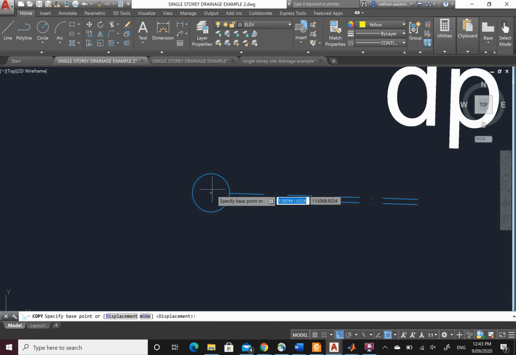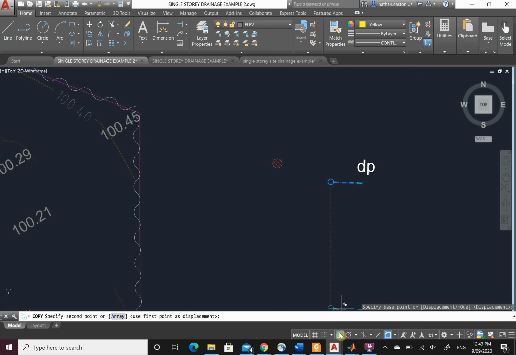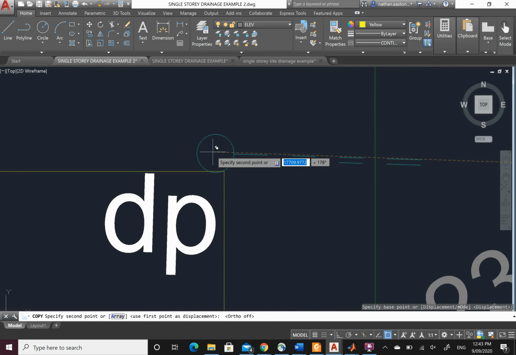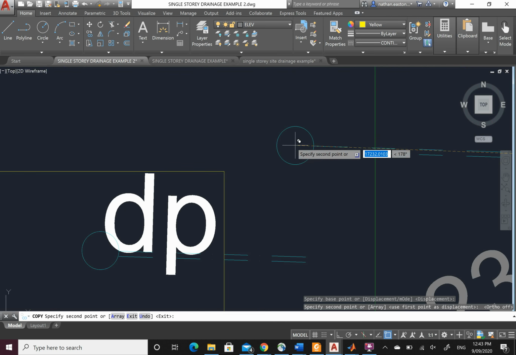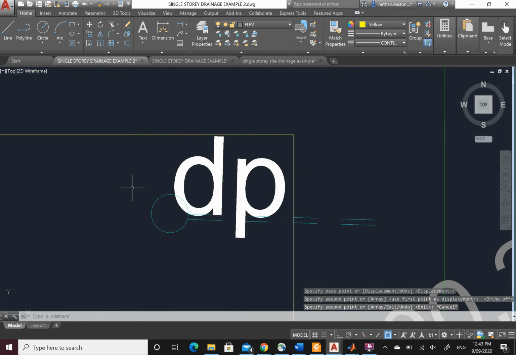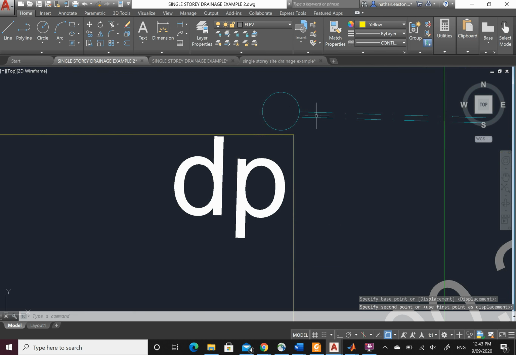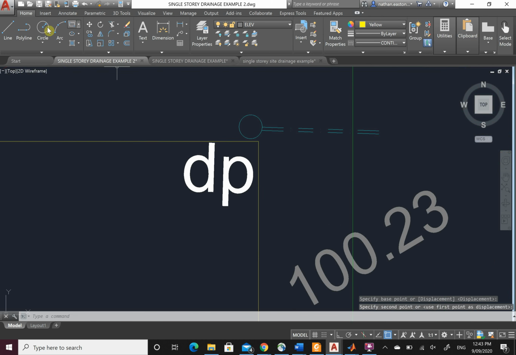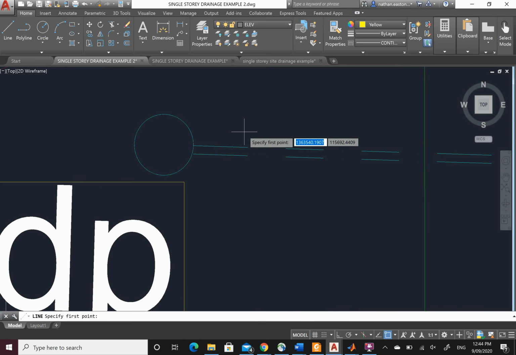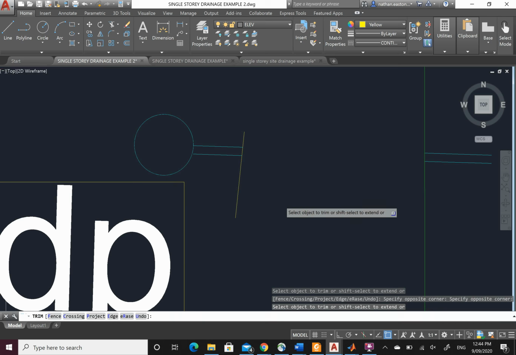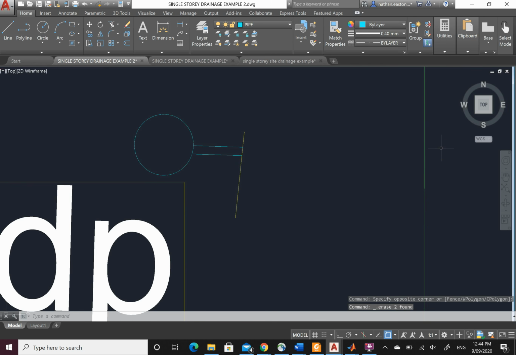Copy from here. Take the ortho off. I'm going to place these around. Well, I have one sitting on this. Well done, Nathan. I have one that's going to sit over here. I'll just trim this line. This line here is representing the pipework. So let's just trim it for now, and we'll stretch them out after.